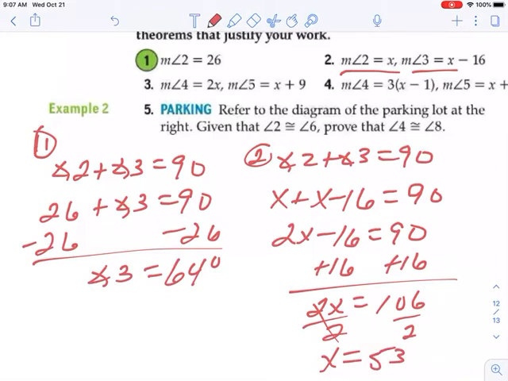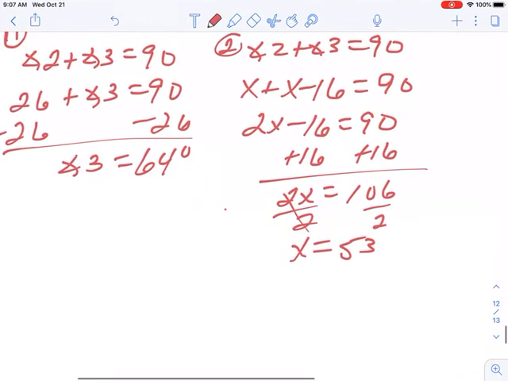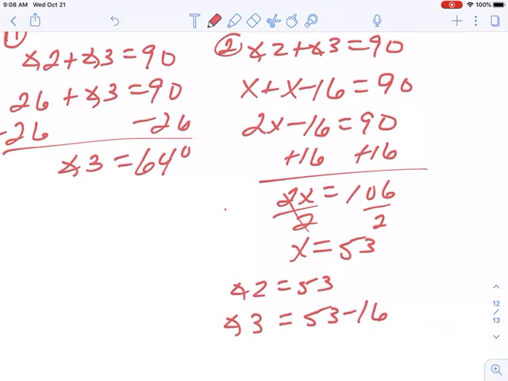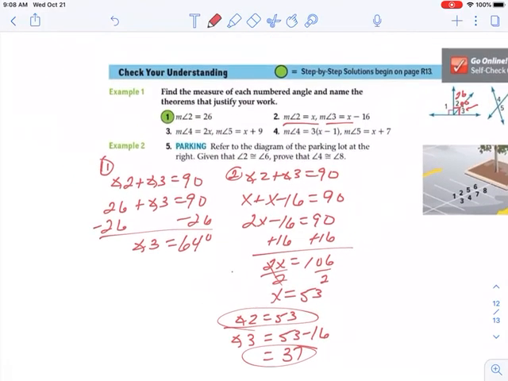Okay, they want us to find the angle measures. So angle 2 is x, so angle 2 is 53. And then angle 3 is 53 minus 16, just substituting in up there. 53 minus 16 is 37. So angle 2 is 53 and angle 3 is 37. Alrighty.